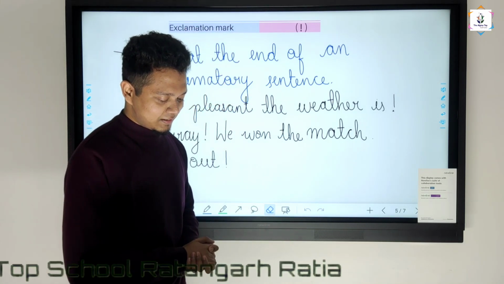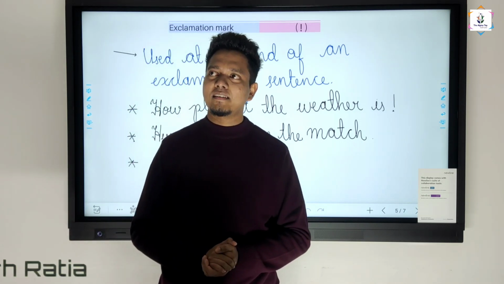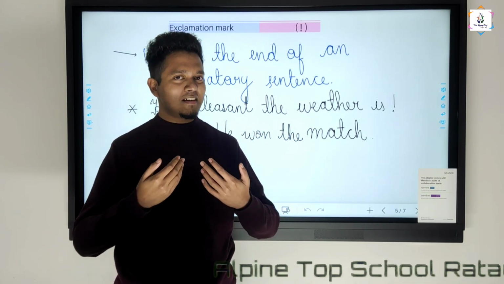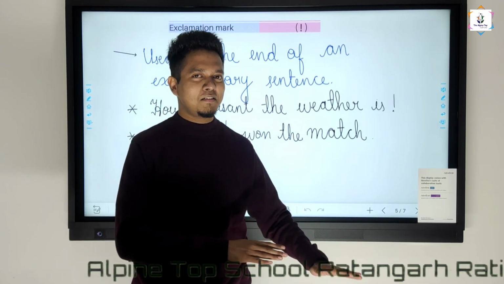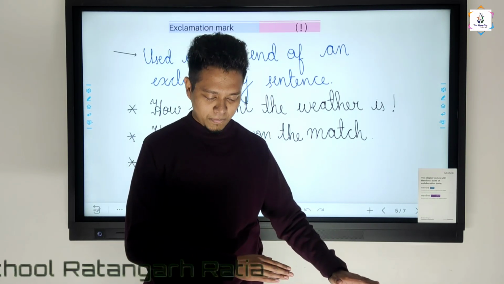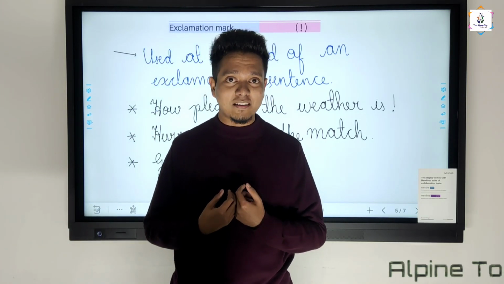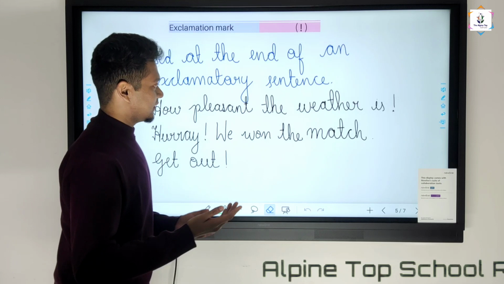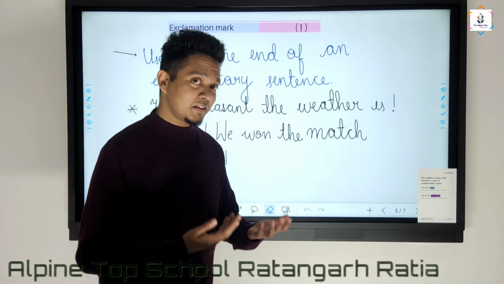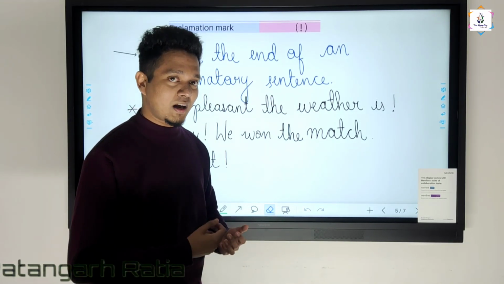Now, if I give you an example: hey, I'm really excited about the cricket match. Now, you sense my tone, right? It's very, very low. My excitement level is very, very low. Now, when I say, hey, I'm really excited about the cricket match! So you see, this is how I'm using the exclamation mark. I'm really, really excited. This mark shows how excited you are.